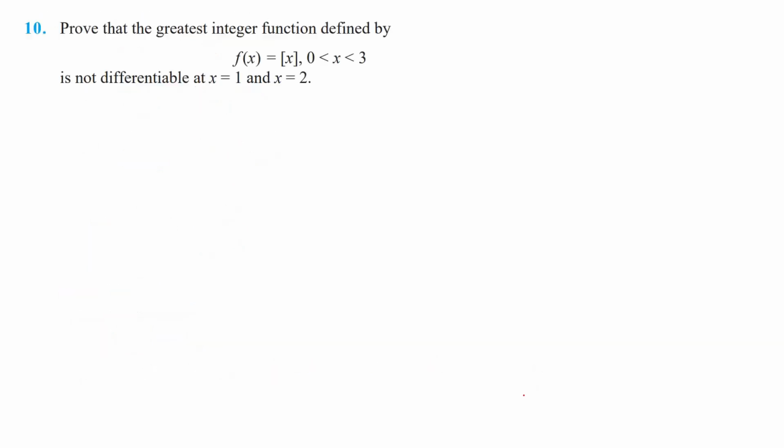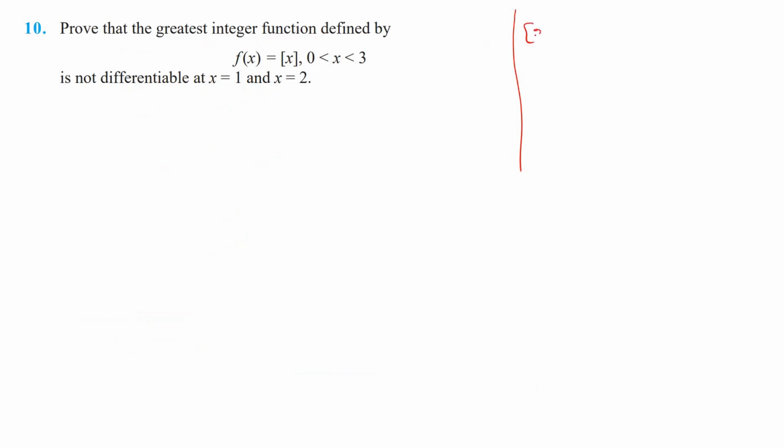Next, the 10th one. Prove that the greatest integer function defined by f of x is equal to the greatest integer function of x, where 0 less than x less than 3, is not differentiable at x equal to 1 and x equal to 2. So first we have to know what is meant by the greatest integer function. Okay, so the greatest integer value is nothing but the integer which is less than or equal to x.